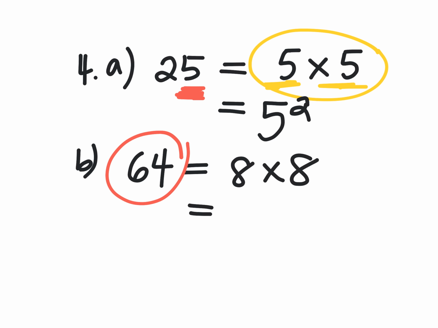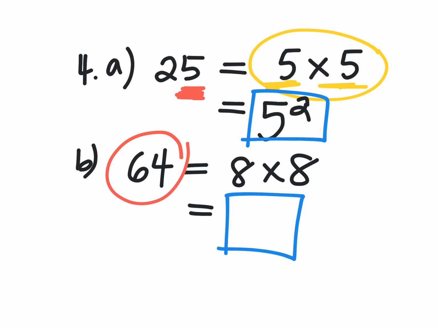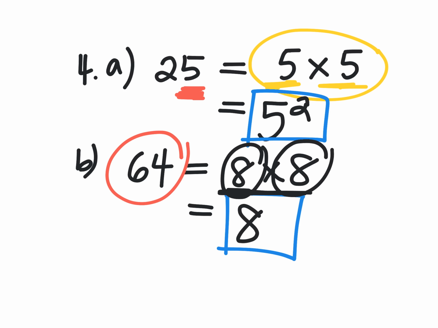So how would you write that as a power like we did over here? What is 8 times 8 as a power? What's the base? What number is being repeated? Look at the question. We're repeating the number 8. Good. How many times is it being repeated? 2. Good. So we can say that 64 equals 8 times 8, or 64 equals 8 to the power of 2. 8 to the power of 2 is equal to 64.